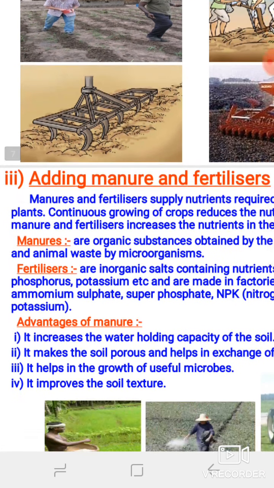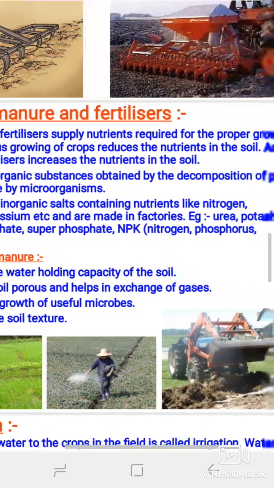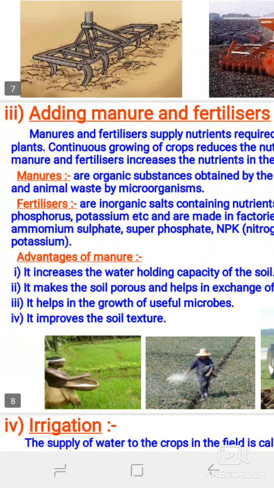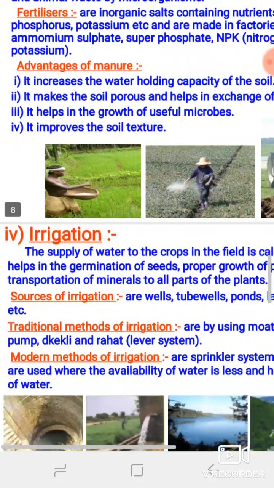Then adding manure and fertilizer, right? Manures mean the organic substances obtained by the decomposition of plants, and fertilizers are inorganic salts. There are various advantages of adding manure and fertilizer: they increase the water holding capacity of the soil, make the soil porous, help the growth of useful microbes, and improve the soil texture.